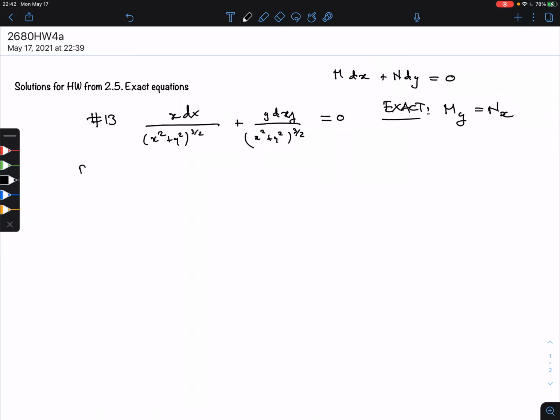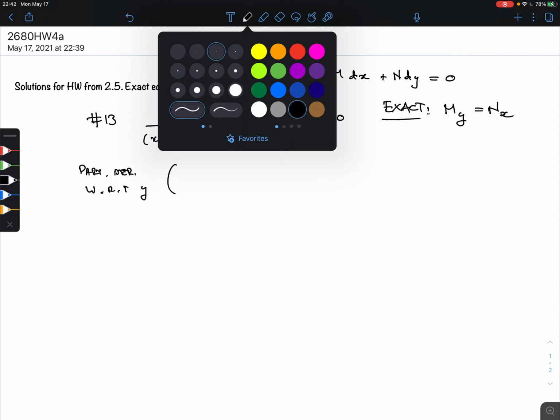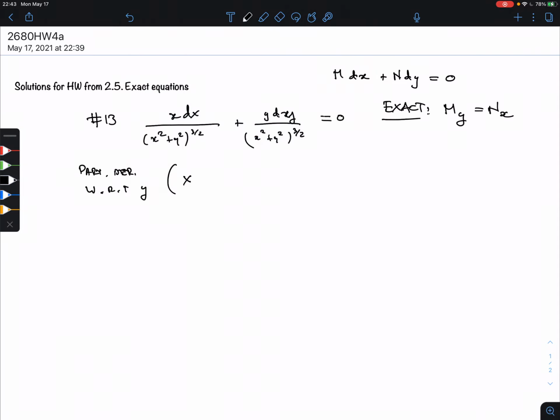Okay, so the partial derivative with respect to y, of which one? Let's write down x. Now, it's a quotient rule if you want to do it, but I don't like the quotient rule. I'm sure you're going to do it with the quotient rule, but I don't like it. So I'm going to write it this way with a negative exponent.